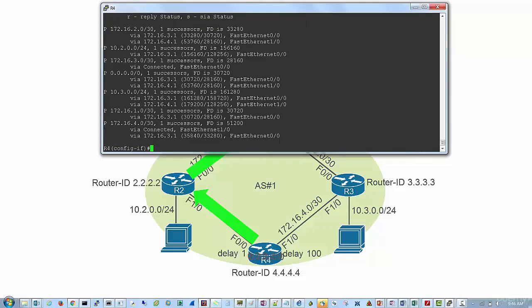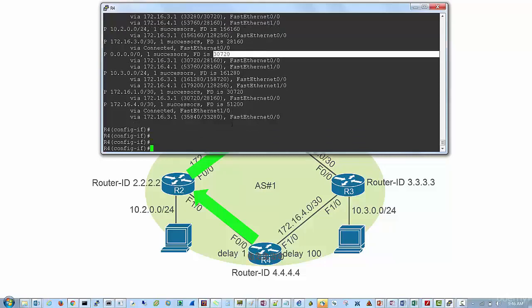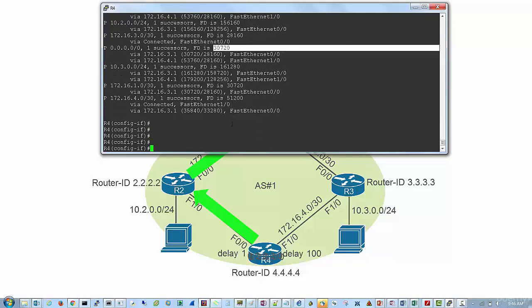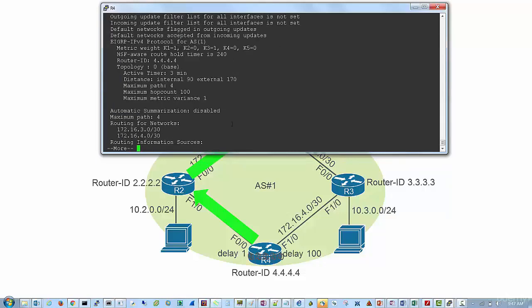So here, now we only have 1 successor because the path via R3 is now a feasible successor path, because it meets the feasible condition of having a reported distance that's less than the successor's feasible distance for that route. One trick you can do with EIGRP, you can actually have EIGRP routers do unequal cost load balancing, and the trick is there's an option called a variance that you can see with the show IP protocols output.